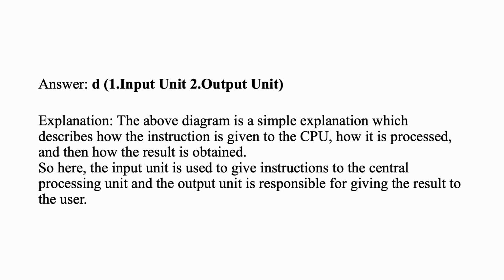So this is the explanation. The above diagram is a simple explanation which describes how the instruction is given to the CPU, how it is processed, and how the result is obtained. So here the input unit is used to give instructions to the central processing unit, and the output unit is responsible for giving the result to the user.